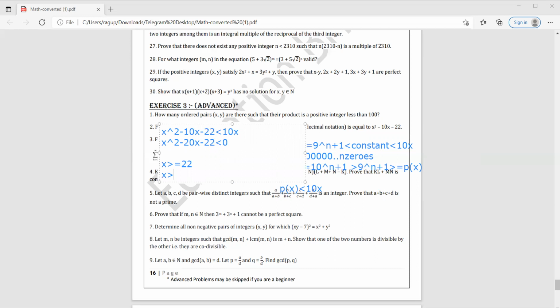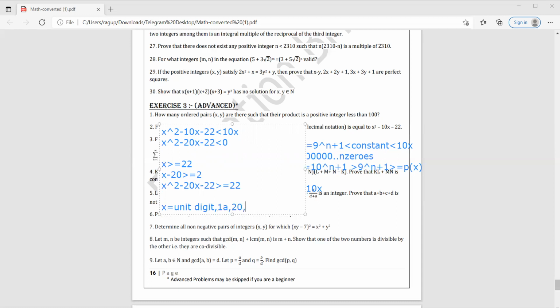So if x is greater than or equal to 22, then we'll get x minus 20 to be greater than or equal to 2, and x square minus 20x greater than 44, 44 minus 22, 28. So our whole expression x square minus 20x minus 22 would be greater than or equal to 22, and thus it is a contradiction for x greater than or equal to 22.